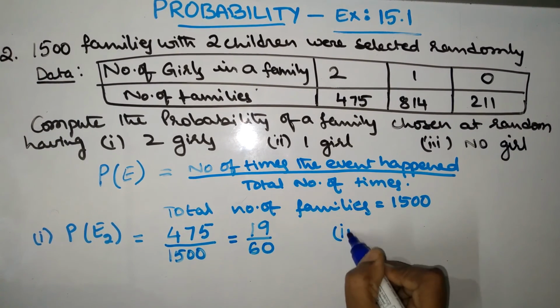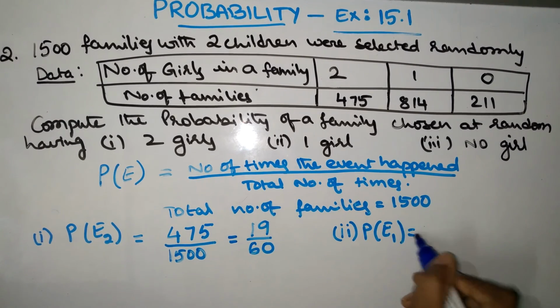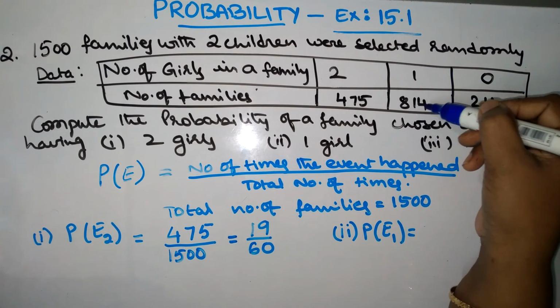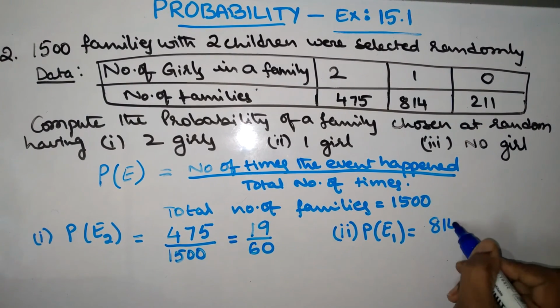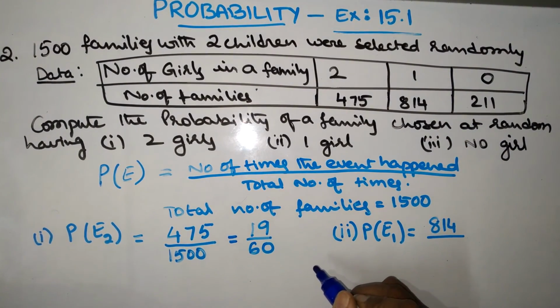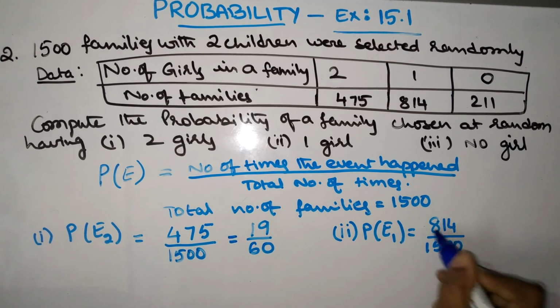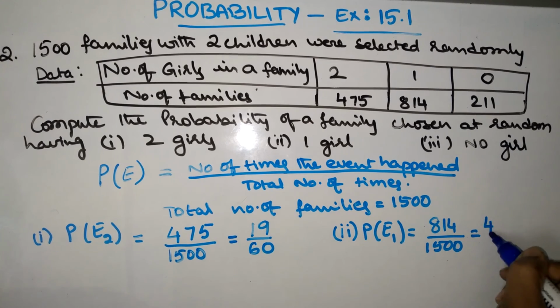Let us now find out the probability of having 1 girl. So how many families are having 1 girl? 814. That is the given data. So write down 814 by the total number of families, 1500. So this is 814 divided by 1500. So cancel it out with 2. 2 4s are 8, 2 7s are 14, so we get 407 by 750.